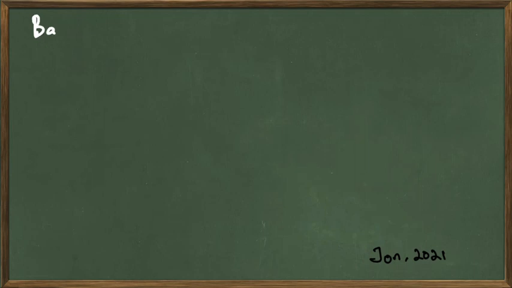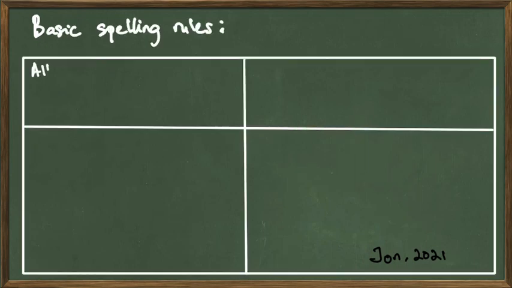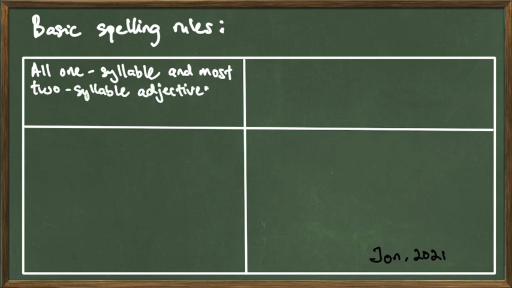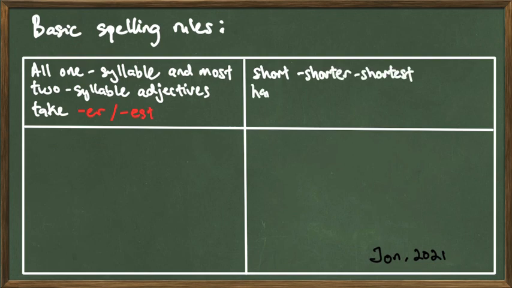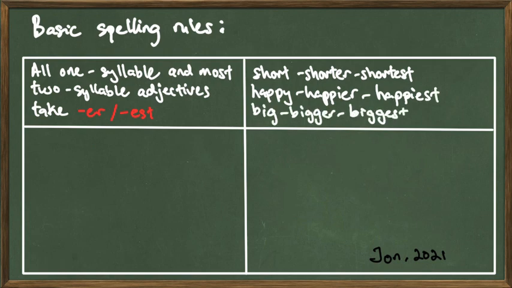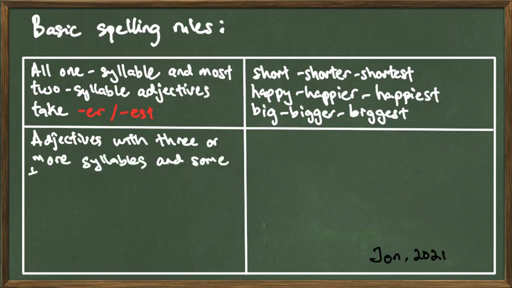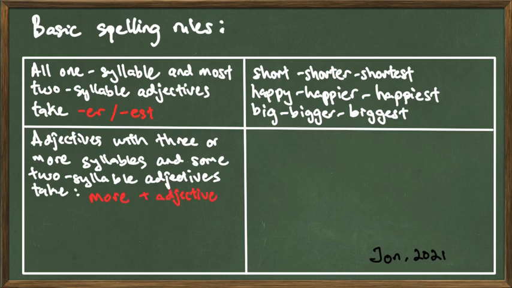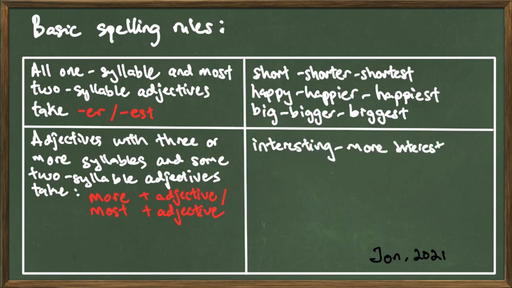Let's go on. Now we're going to look at the basic spelling rules. All one-syllable and most two-syllable adjectives usually take ER or EST in their spelling. Short, shorter, shortest. Happy, happier, happiest. Big, bigger, biggest. Adjectives with 3 or more syllables and some 2-syllable adjectives take the spelling more plus adjective or most followed by the adjective. For example, interesting becomes more interesting and most interesting.